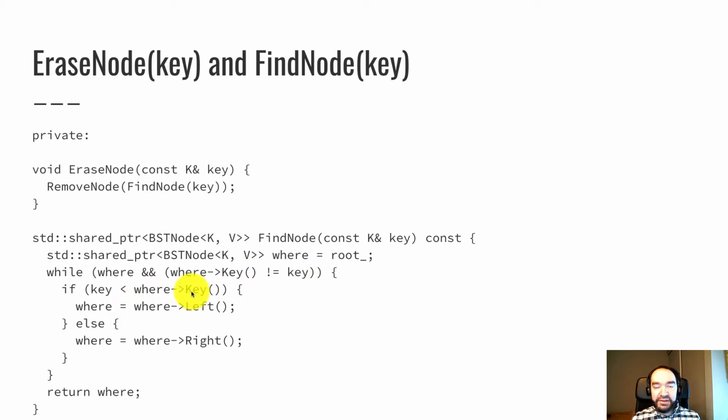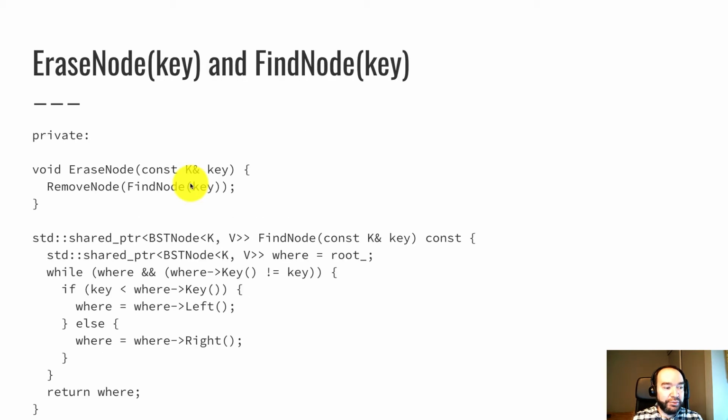So this continues until the loop ends, either because where became null in a failed search or because where's key is equal to key in a successful search, and we return the pointer we got at the end of that process. Keep in mind in erase node, we know that key is always present, so find node will always return a non-null pointer. It will always succeed in finding a pointer to the node that we search for.